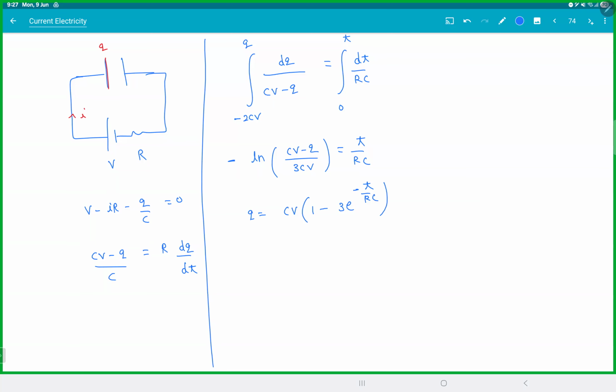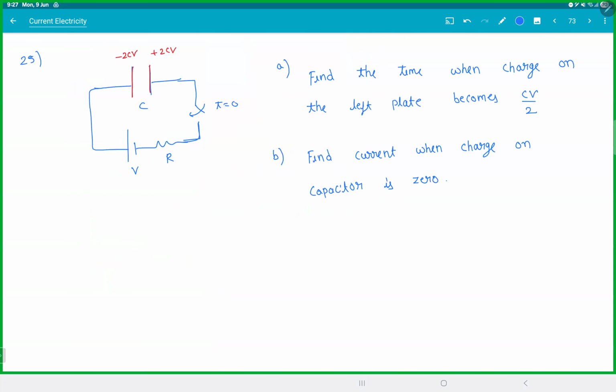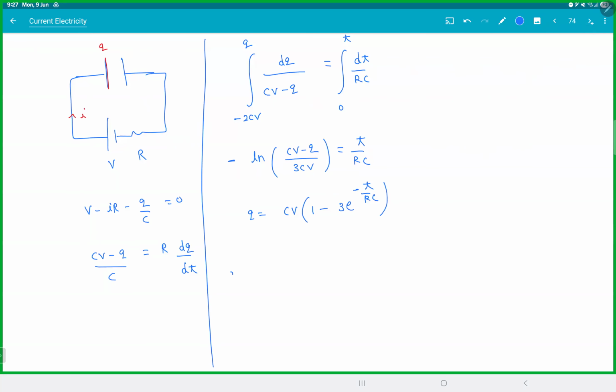Check this thing. Most people goof up the limits. They take plus 2 CV there. Generally, people do that. So if you're not done that, then good. You're done. What do you want to find now? You want to find when the charge is CV by 2. So put Q is equal to CV by 2. This is CV (1 minus 3 e power minus t by RC). Solve this, you'll get the time from here. I'll leave it to you.